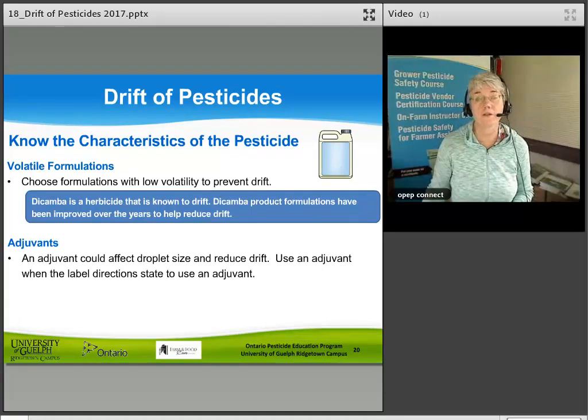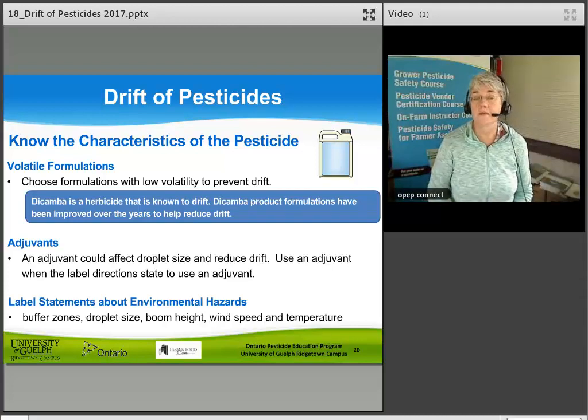Adjuvants. An adjuvant could affect droplet size and reduce drift. Use an adjuvant when the label directions state to use an adjuvant. And label statements about environmental hazards will be under the precaution section on the label. Buffer zones will be under directions of use. Droplet size warnings, boom height, positioning of that boom can be a statement on the label, wind speed, and temperature. So look for all those environmental factors and stay within what the label recommends for that pesticide.